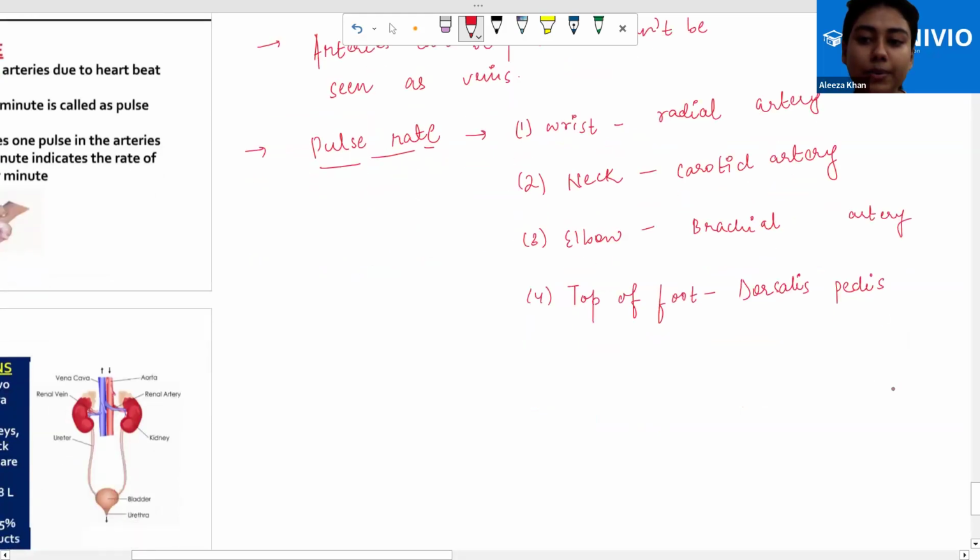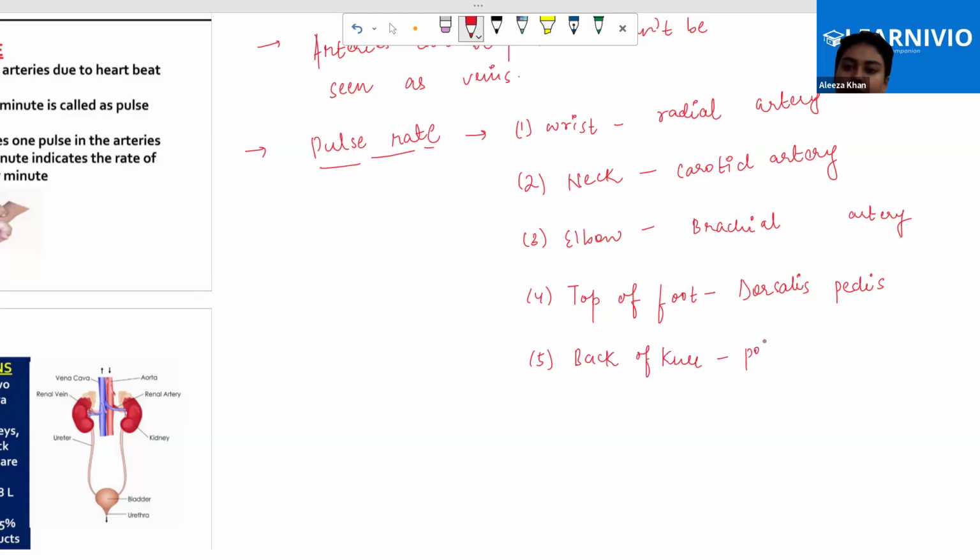Then you have one artery at the back of your knee. Popliteal artery is there, at the back of your knee. We have the popliteal artery.